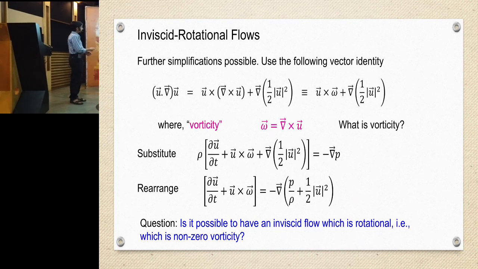Now, curl of u, or grad cross u, is nothing but vorticity. I don't know how many of you know what vorticity is. Any one of you, do you know what vorticity is? What does it represent physically?